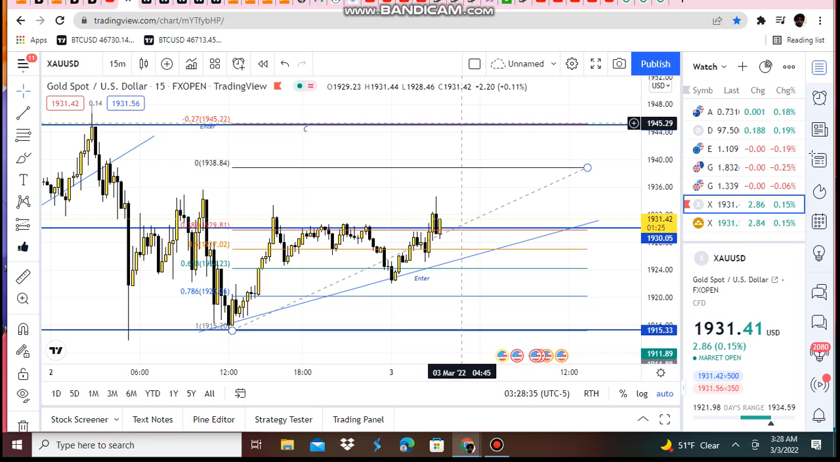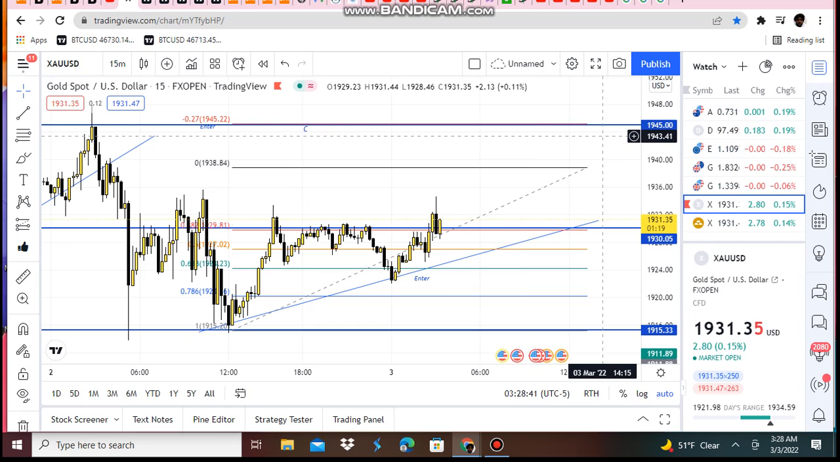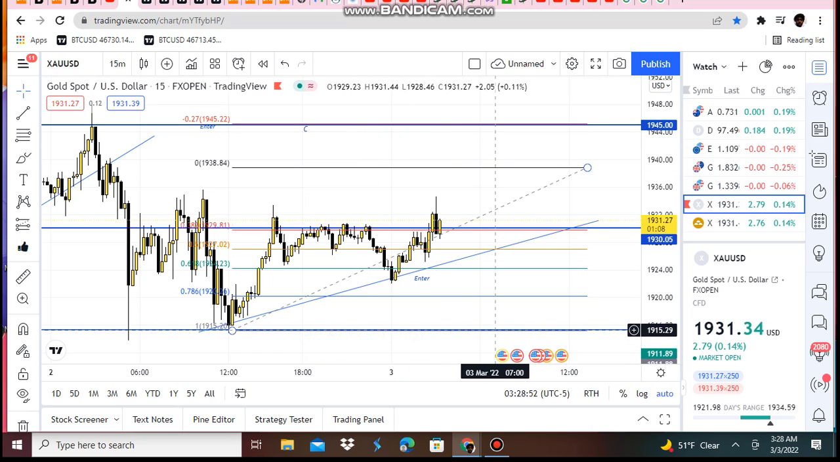And we should see gold heading up to 1945, the 27 extension. So I hope that helps, gang. And I'll keep you updated with more videos, gang. I think gold is going up. I believe probably gold is going up now that I draw the Fibonacci from 1915. We could see gold heading back up to 0 and then back up to C, the 27 extension.